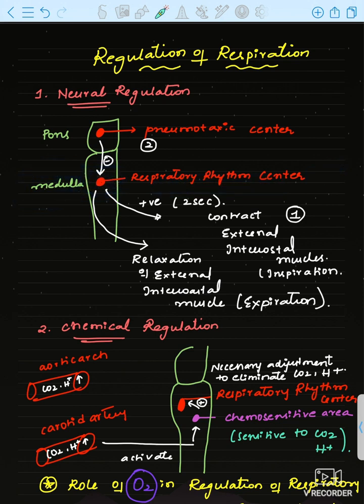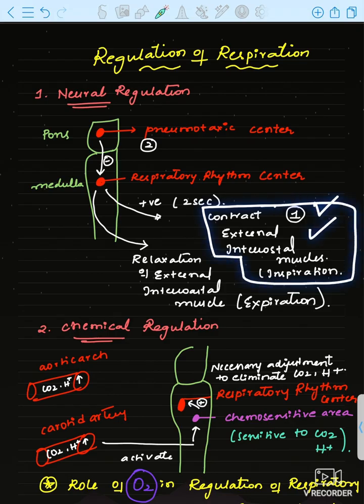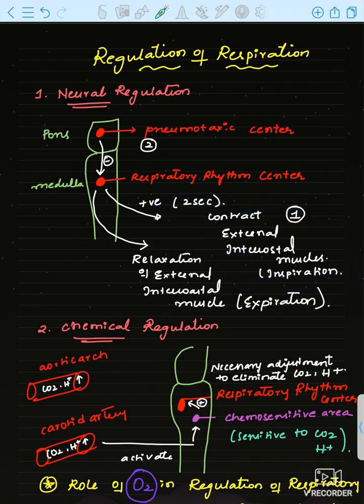This center helps in regulation of respiration. For example, if we send a signal to this respiratory rhythm center, it causes contraction of the external intercostal muscle. Inspiration will be taking place, for about 2 seconds. Now expiration is the next process. The respiratory rhythm center helps in contraction of the external intercostal muscle and inspiration takes place.